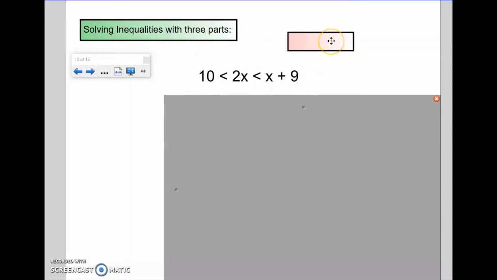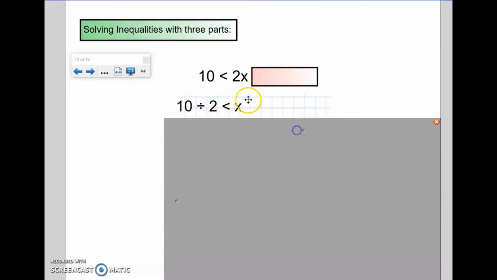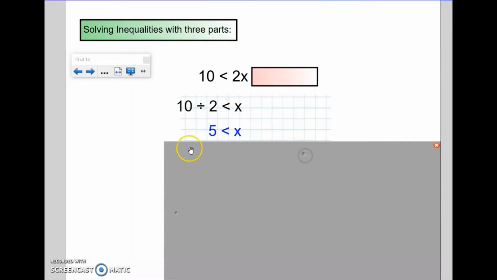We're going to split it into two separate inequalities. So at first, I'm going to forget about that part of the inequality and just deal with 10 is less than 2x. So I'm just going to solve that. I'm going to divide each side by 2. So I find that 5 is less than x, or we could state that x is greater than 5. So we've solved this side of the inequality.